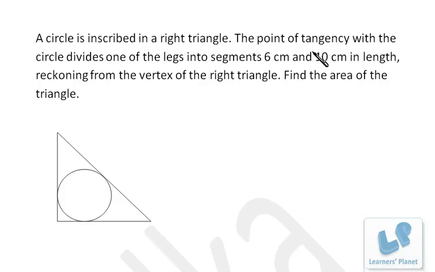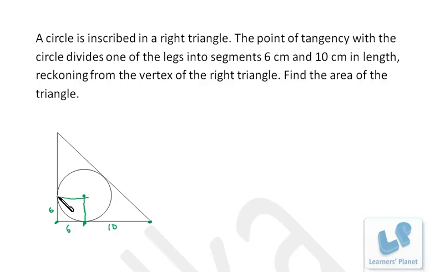Now the point of tangency with the circle divides one of the legs into segments 6 and 10, right? This is the vertex. From here to here is 6, and this must be 10 from this point to this point. Okay. Now this is the center of the circle, this and this, right? So this length and this length should be the same, then this and this should be the same. So all the lengths are 6 because this will form a square.